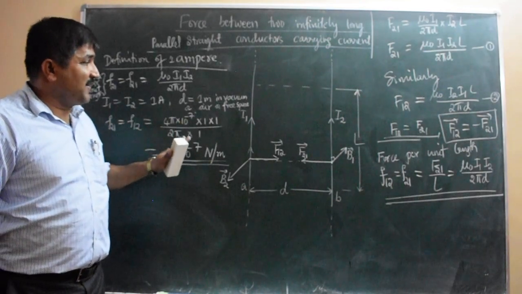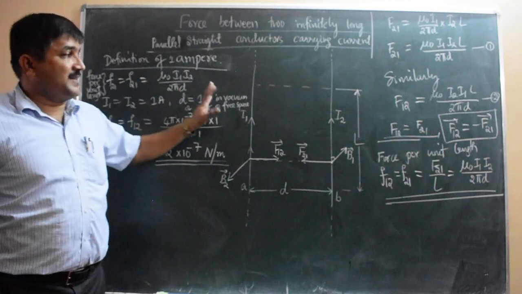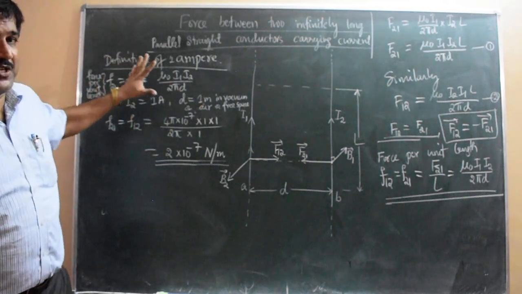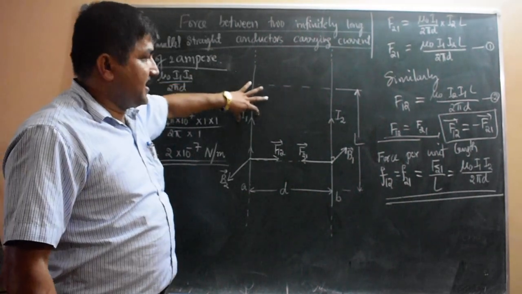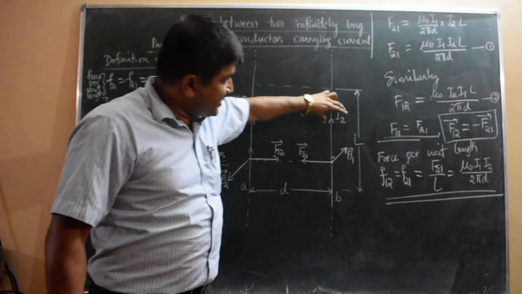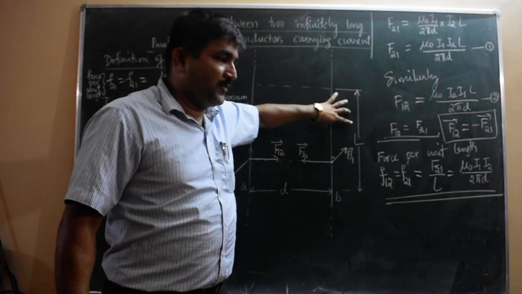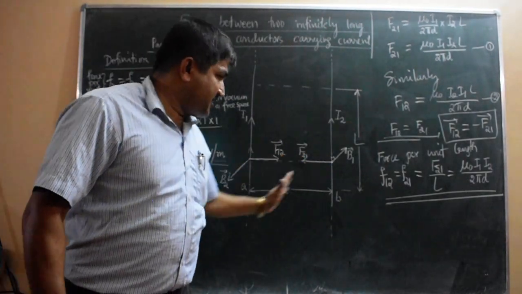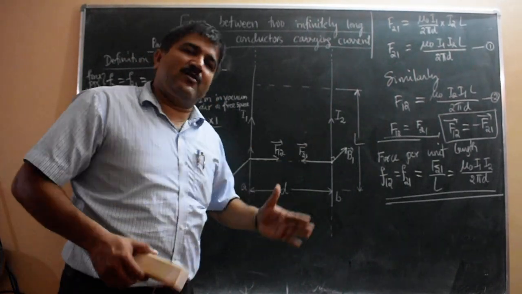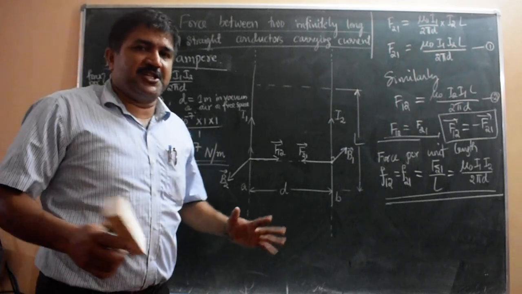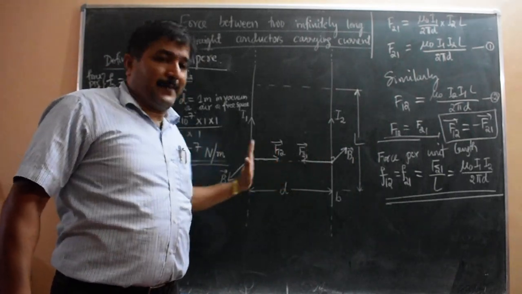So now the definition of 1 ampere, based on this formula derivation. How? Suppose you choose this conductor carrying 1 ampere current, infinitely long. This is also carrying 1 ampere current. Now they are separated by a distance of 1 meter. Parallel conductors means the distance will always be 1 meter between each other.